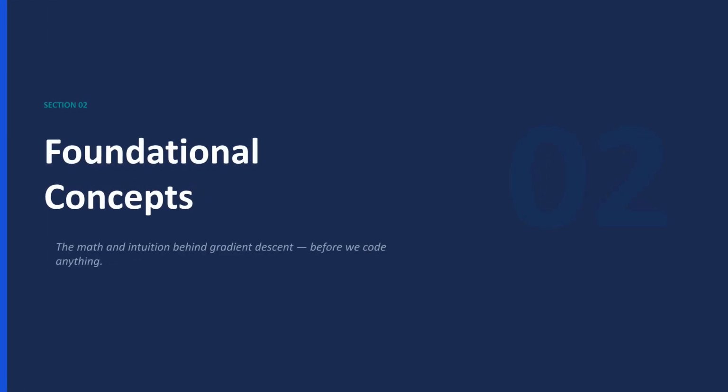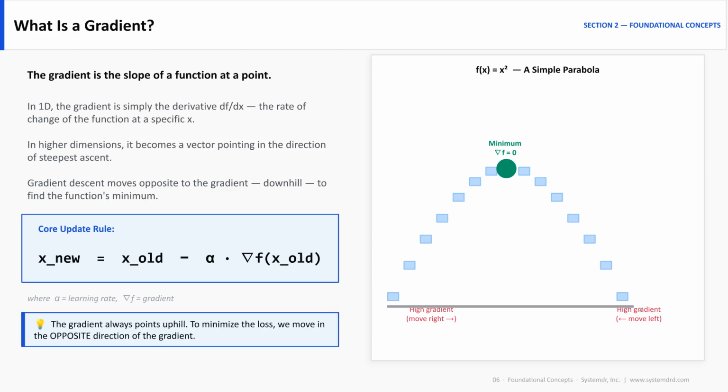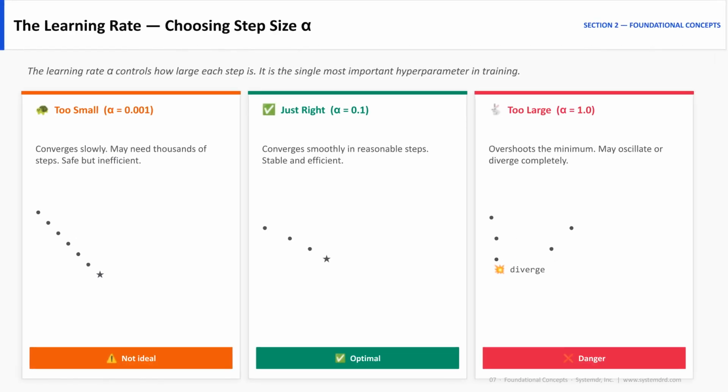We are now starting Section 2, Foundational Concepts. In this section, we will review the math and intuition behind gradient descent before we write any code. The gradient is the slope of a function at a point. In higher dimensions, it is a vector pointing towards the steepest ascent. Gradient descent follows the core update rule to move in the opposite direction of the gradient to find the minimum. The learning rate, alpha, controls the size of each step.